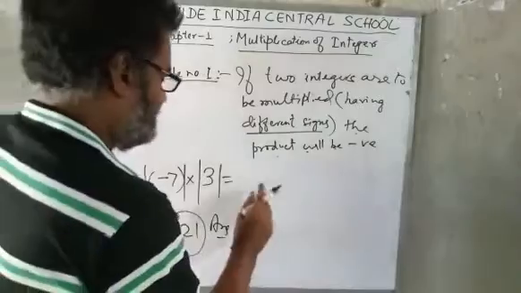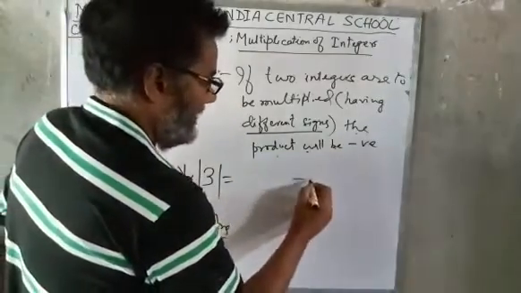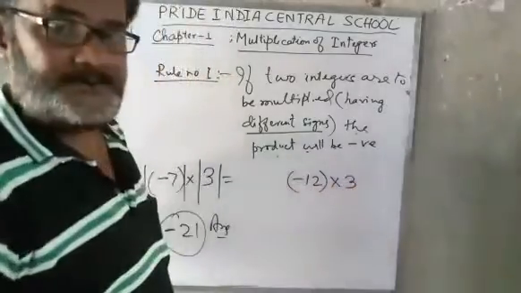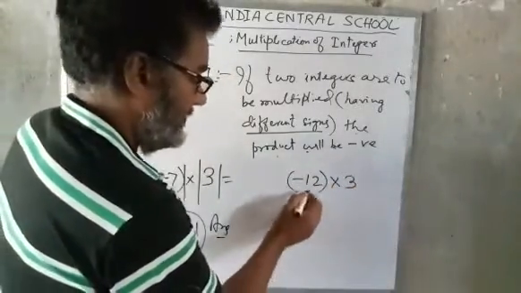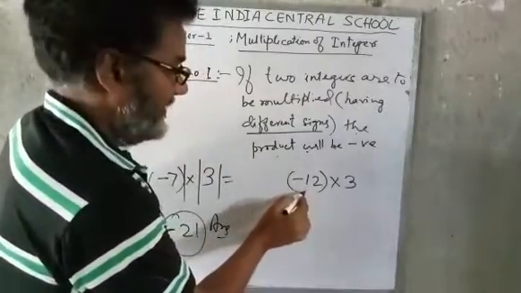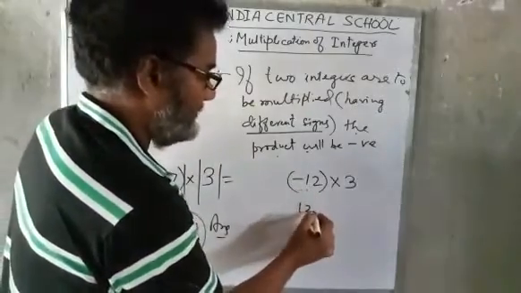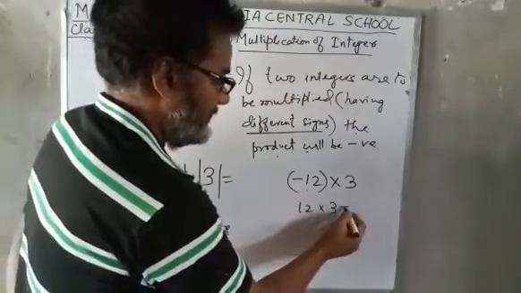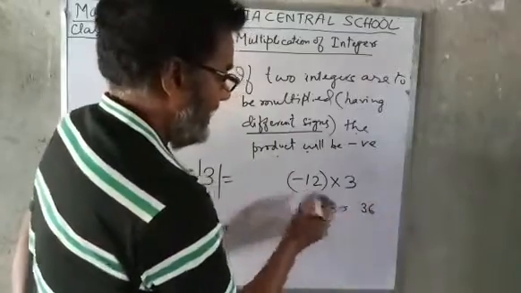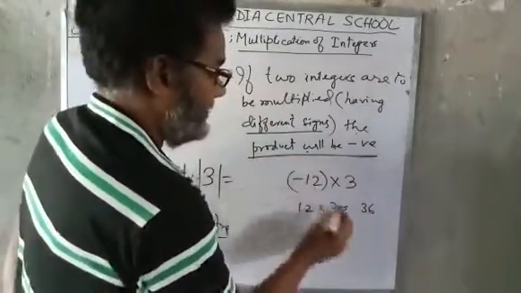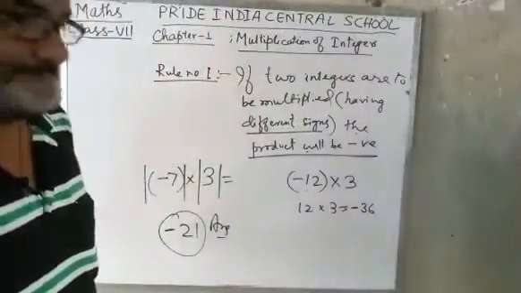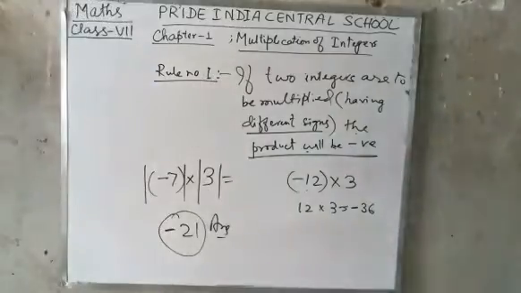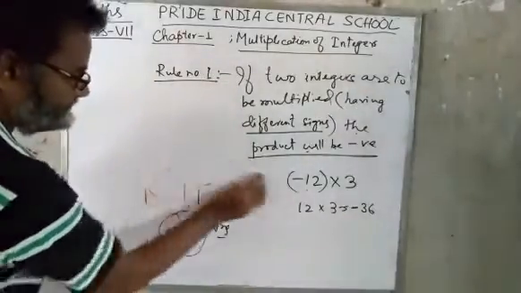Likewise, if you have to multiply -12 into 3, then its absolute value will be 12, the other's absolute value will be 3, and the product will be 36, and the answer will be negative. So it will be negative. For that you can take a shortcut.